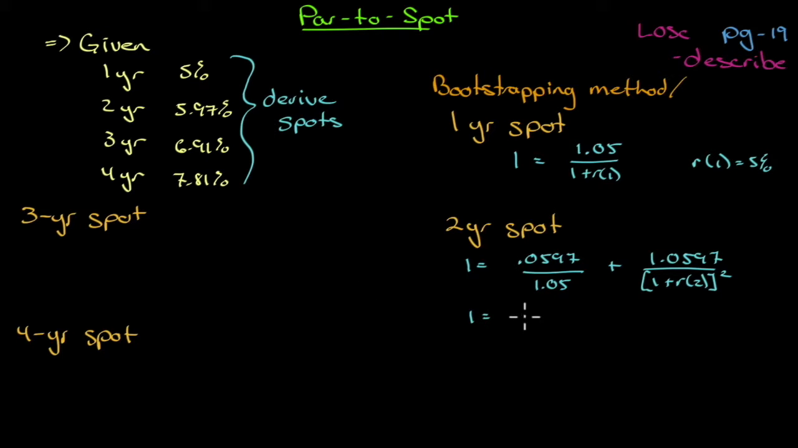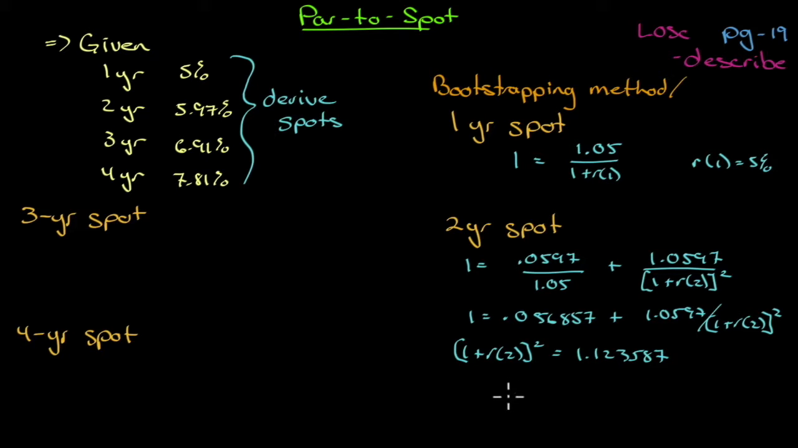So this will be 1 equals 0.056857 plus 1.0597 over (1 plus R2) squared. (1 plus R2) squared will equal 1.123587, and we can see that R2 will just be the square root of this minus 1, which is 5.99241%. If I didn't round off all the time, you would have found that you would have gotten 6%.